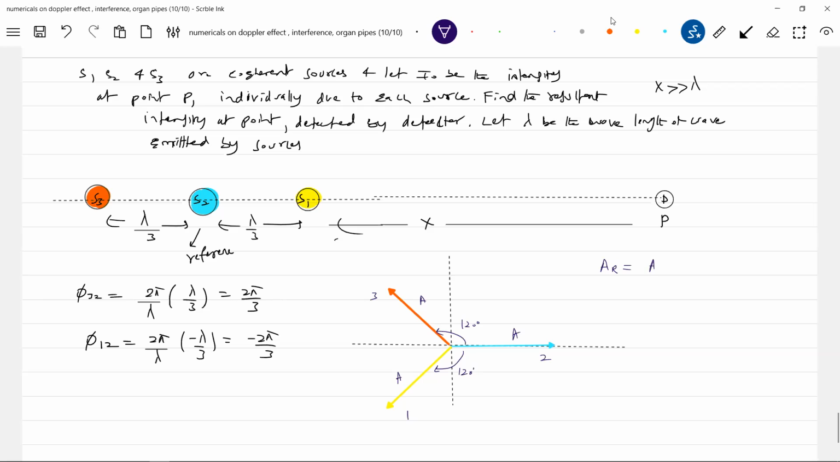Shall we write A plus A minus of A cos 60 plus A cos 60? Look at once. How much here? This will be 120, this 30, this will be 60, no? So this angle will be how much? 60 degrees.